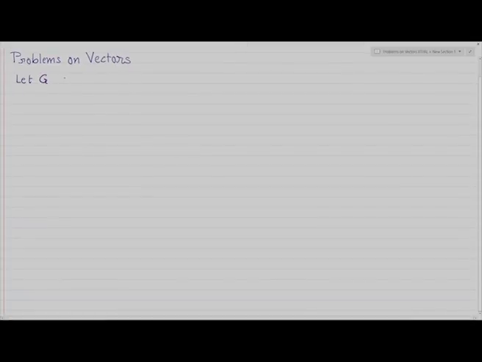Here is my first problem. Let G be the centroid of triangle ABC, and G1 be the centroid of another triangle which is denoted by A1, B1 and C1. Okay. So, this is something that is given to us.